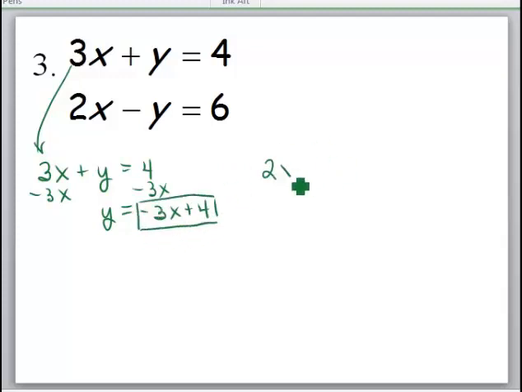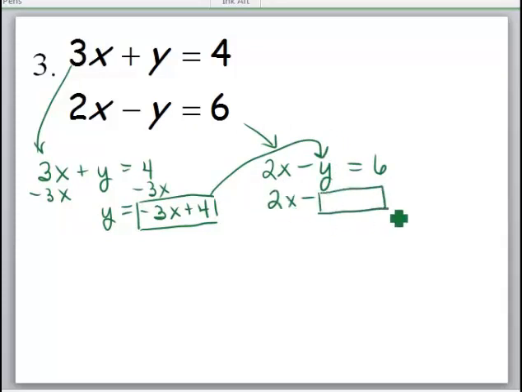My second equation I'm going to write here, and then I'm going to replace my y with the box. So you bring everything straight down, replace the y with the box, equals 6. What goes in the box is a negative 3x plus 4. So what that really says is negative 2 minus (negative 3x plus 4) equals 6.